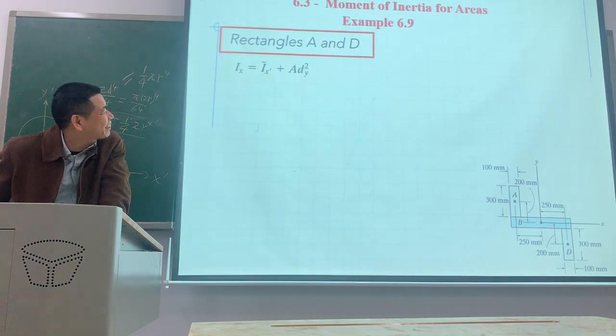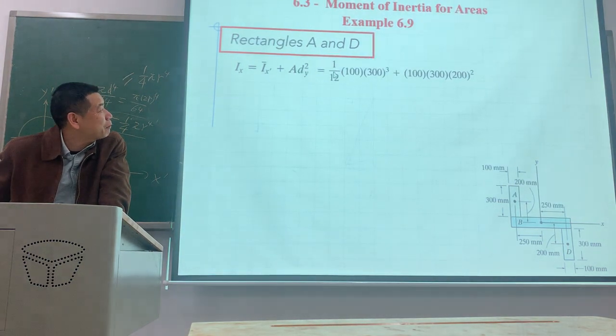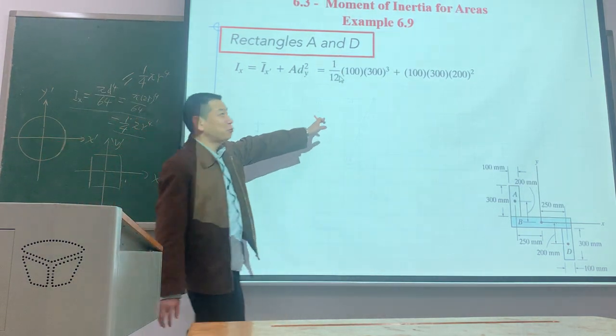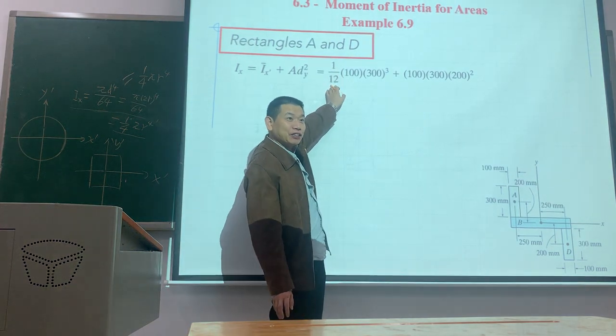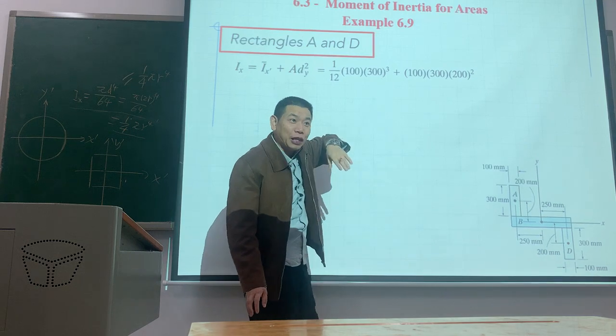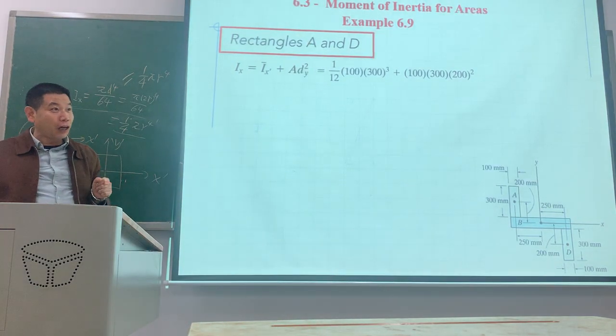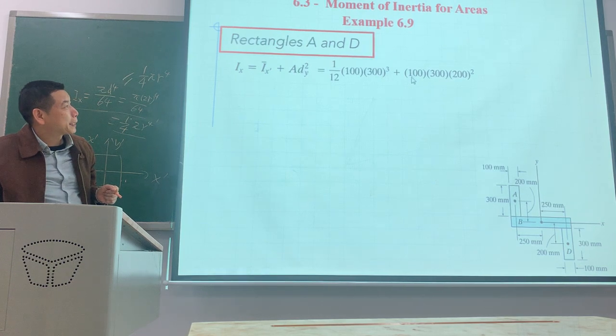So we can find our moment of inertia. I ask you to remember it: bh cubed over 12. So the area is 100 times dy squared.